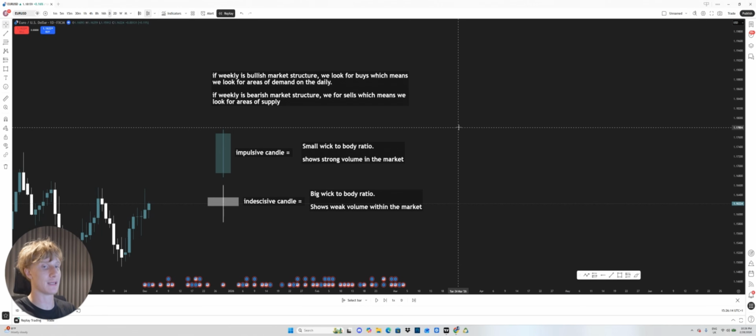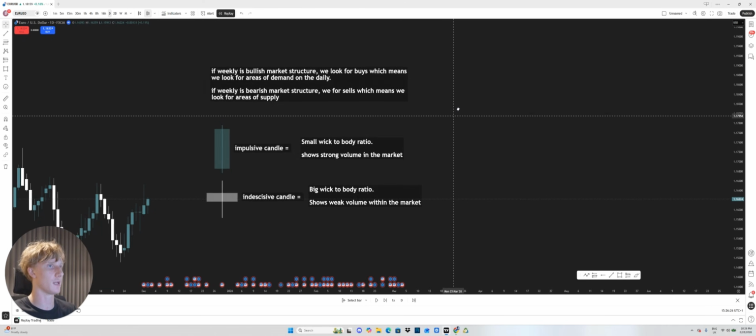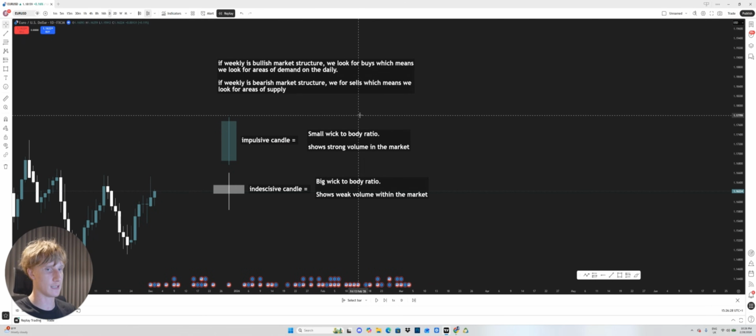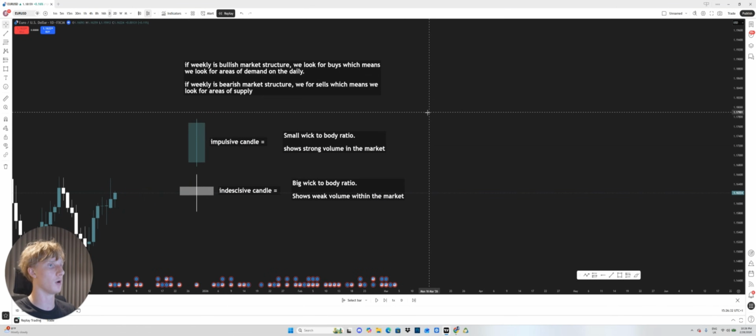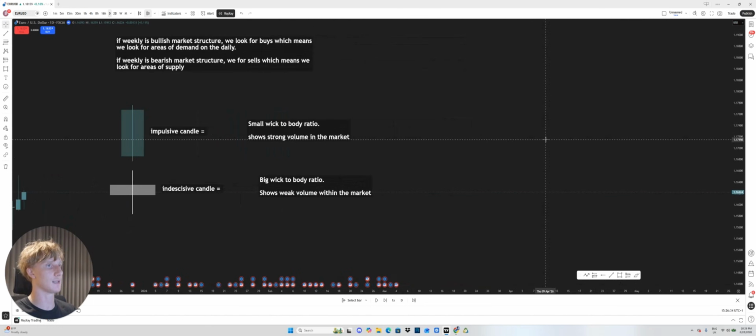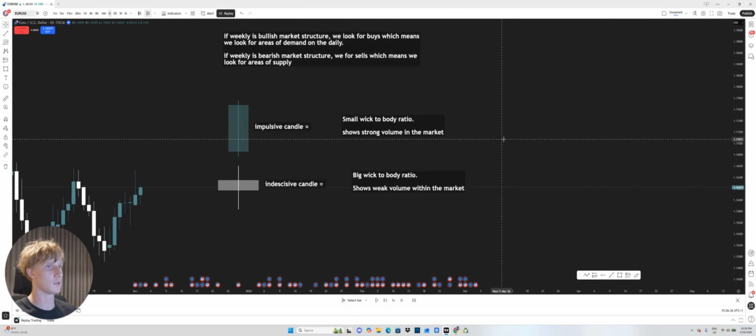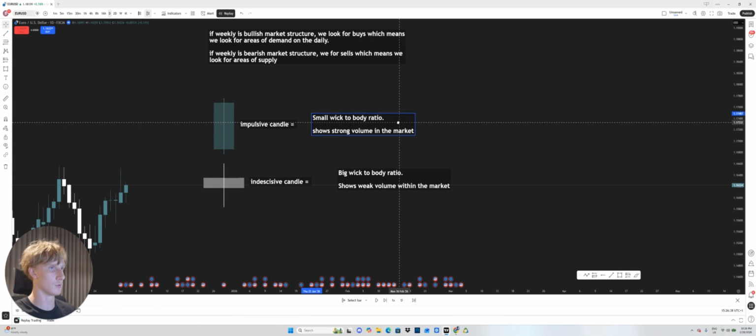If on the weekly we are making bullish market structure, we're going to be looking for buys, which means we look for areas of demand on the daily time frame. And if the weekly market structure is bearish, then we're going to be looking for sells, which means we're going to look for areas of supply. Now, before we can actually start looking at these areas of supply or demand, we first need to understand the difference between an impulsive and an indecisive candle.